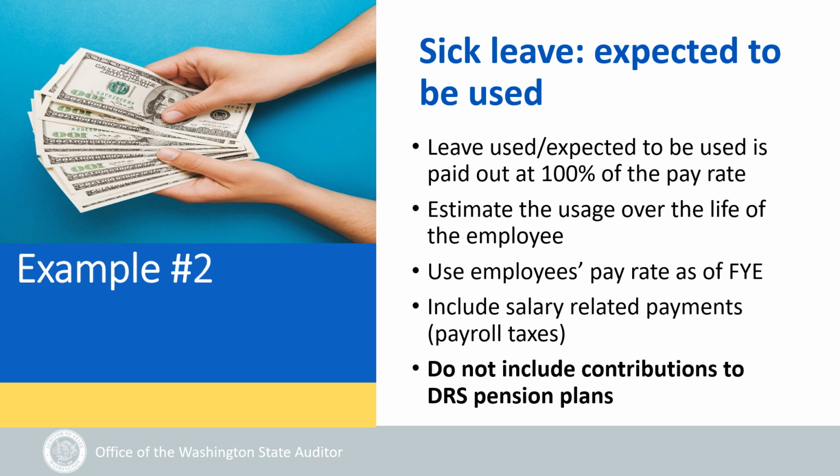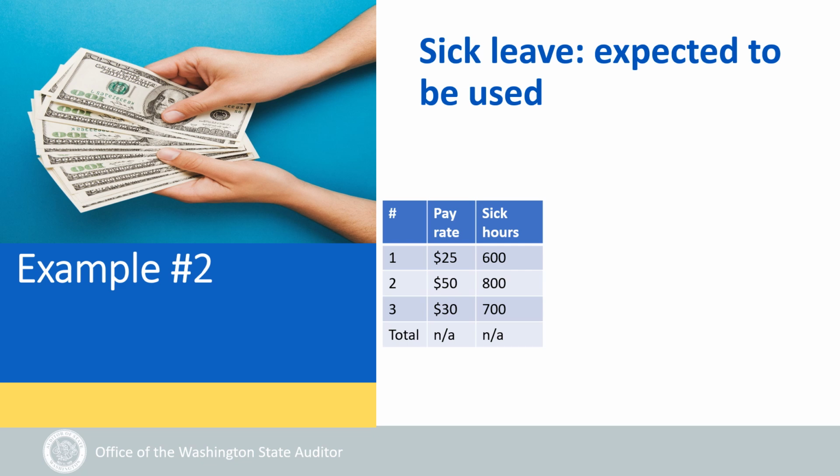This part should look familiar because it's the same process as our last example. Sick leave to be used will be paid at 100% of the pay rate. We start by estimating how many hours the employees will use. Remember to include salary related payments, but not DRS contributions. We start with the pay rate and total sick hours for each employee.